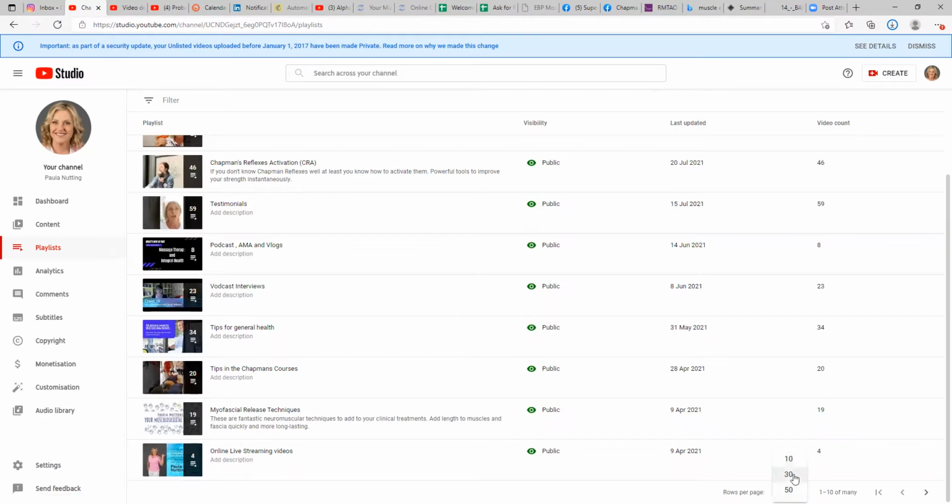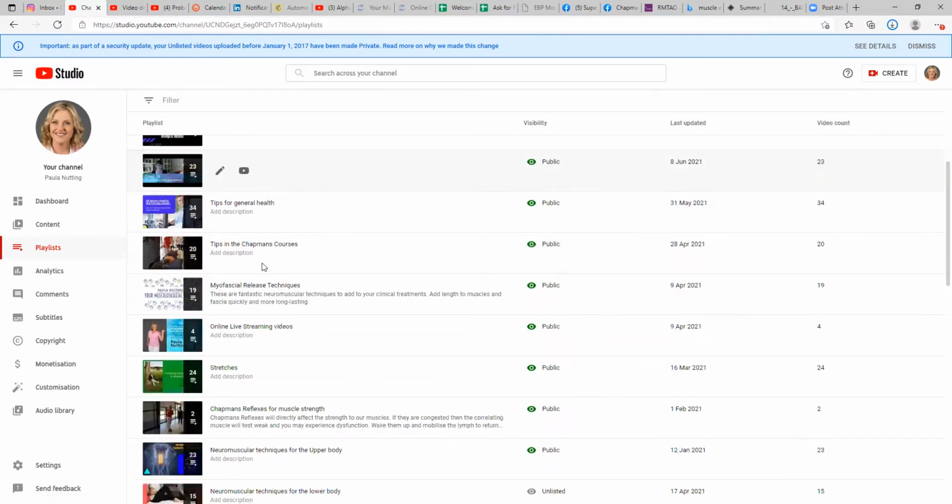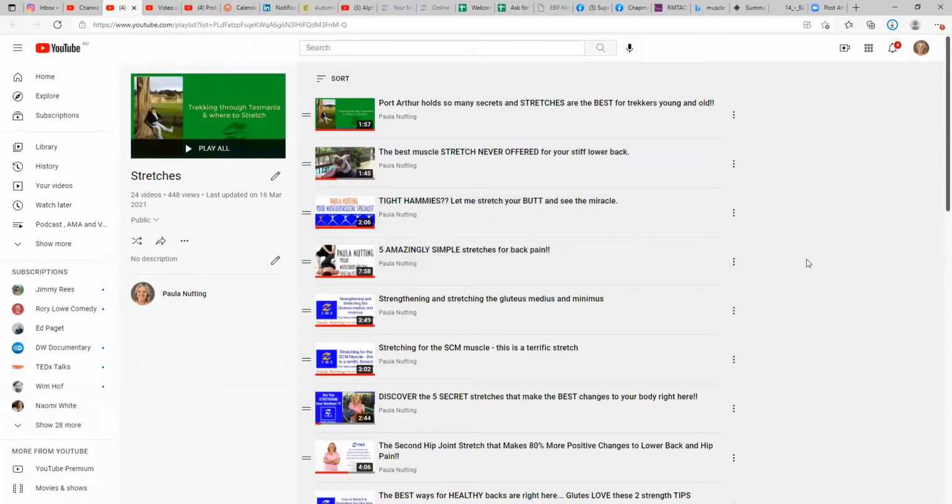So if you can just bear with me for a moment, I can hopefully track them down. They'll be under stretches. I put these under groups that would make stretching the SCM. Oh no, it's stretching the SCM. Stretching the SCM will still show you the same angle that we're going to be doing.